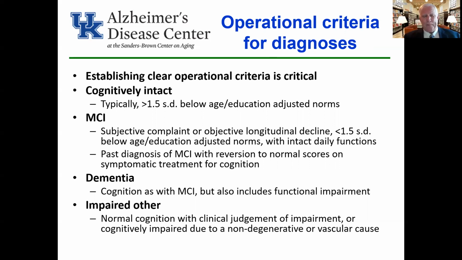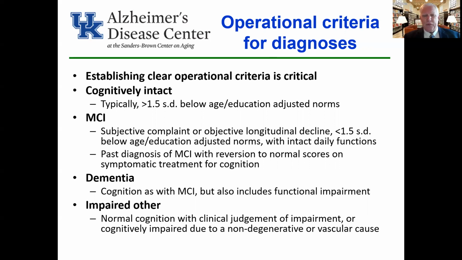And then, of course, dementia: impairment, as we see cognitively in our MCI folks, but also functional impairment that is disrupting their daily activities. This can come out of interviews with the patients or from formalized scales such as the functional assessment questionnaire. We have a fourth category, and that is impaired other.